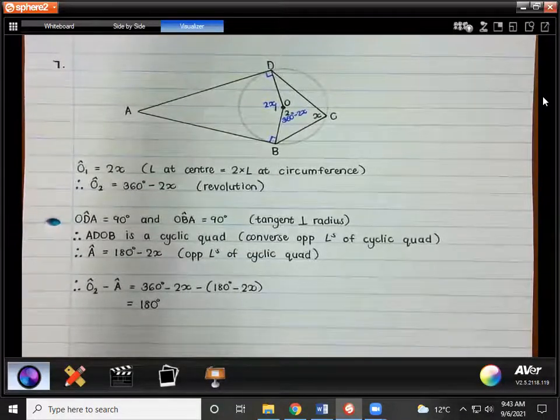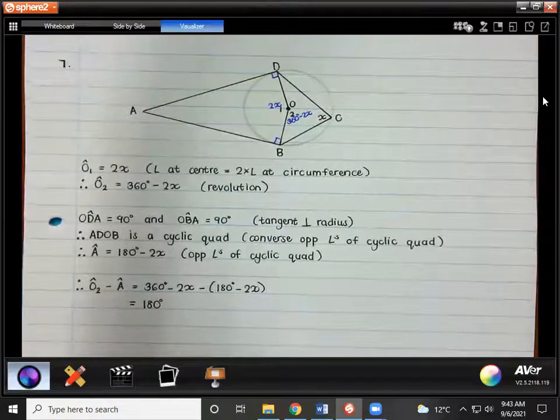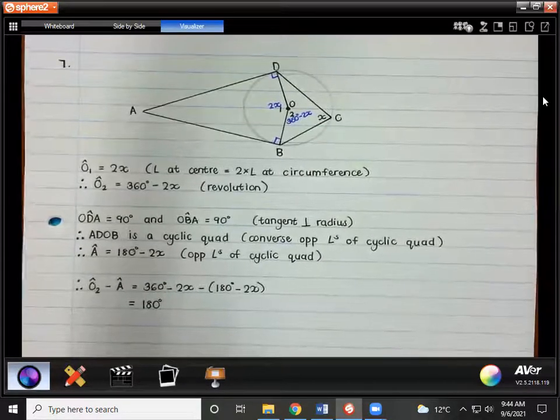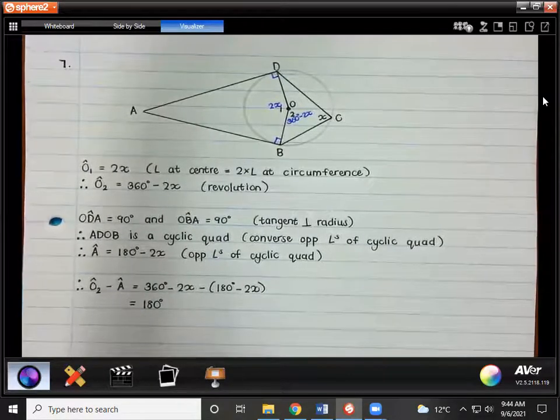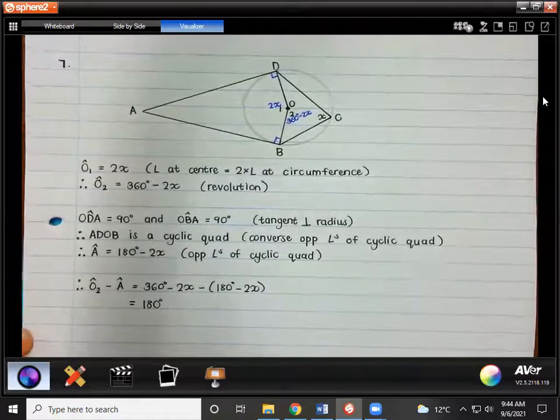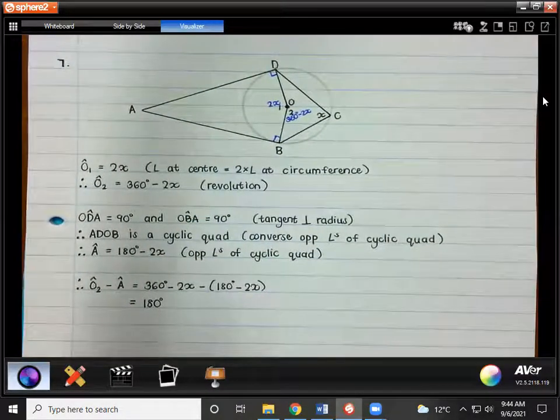All right, number 7 was an 8-mark question. They just gave you the picture and said, prove that O2 minus A is 180. There was no scaffolding. They didn't break it up into separate questions. It would have been easier if they said 7.1, find O2; 7.2, find A; and then 7.3, show that this. Usually they put these kinds of questions as just one question worth 8 marks or whatever. This will normally be the last question in the test, the problem solving question.